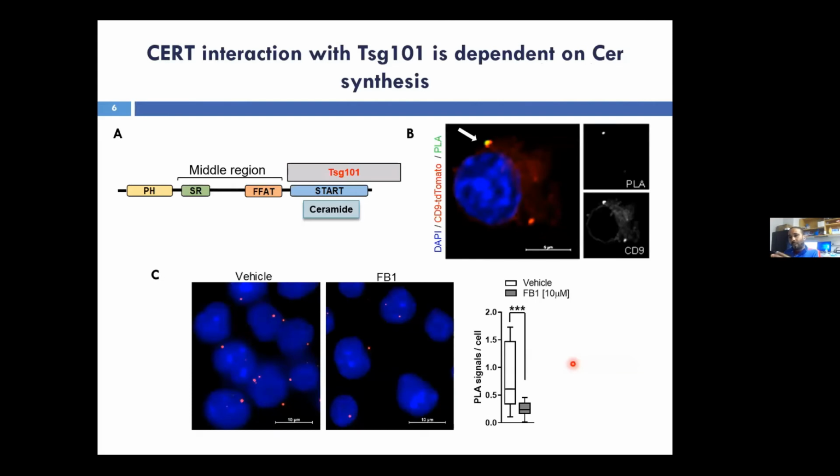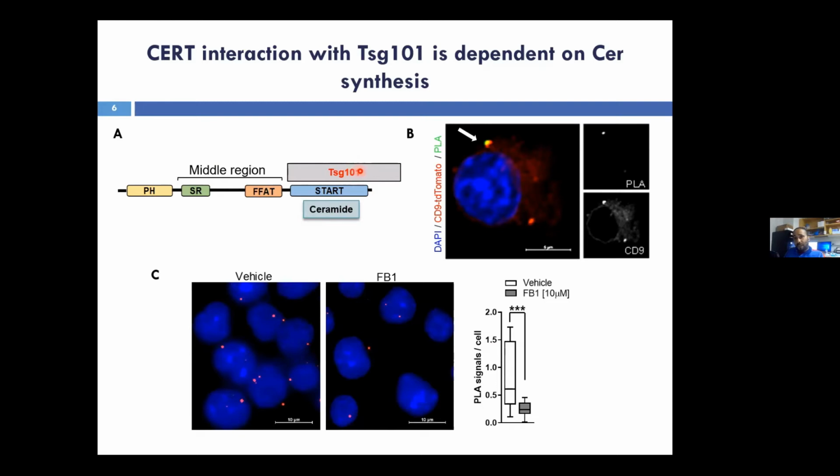So then the question was, why would CERT be there? And does CERT in EVs actually have a function there? So what we did was screen for possible interactors of CERT among the proteins that we know are involved in EV formation. We ran the two-hybrid system with the PH domain, the middle region, and the START domain as separate baits. And we found that the START domain interacts with TSG101, which, as you remember, is part of the ESCRT system.